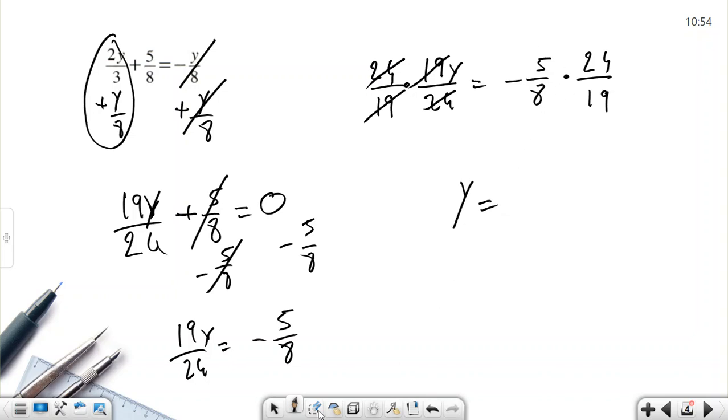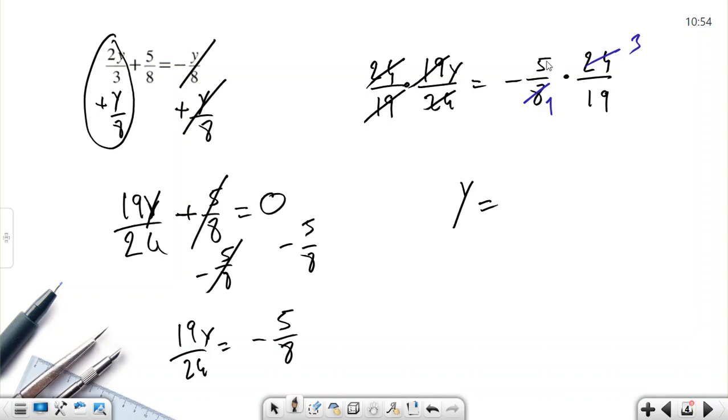If you pay a bit of attention, 8 and 24 have a common factor, and 8 is the greatest one. I can simplify by 8. 8 divided by 8 is 1. 24 divided by 8 is 3.